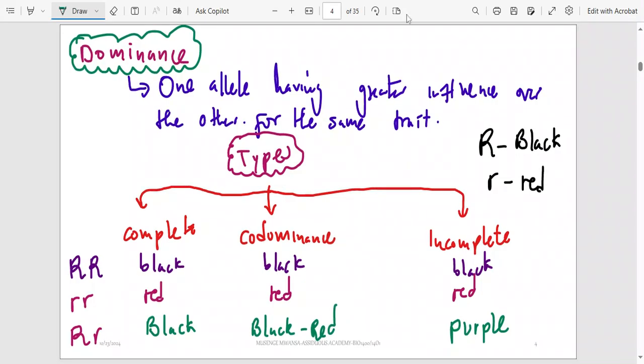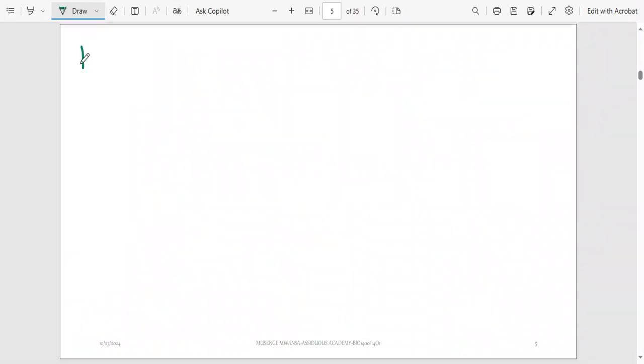Okay, so that is about dominance. So we have got dominant genes and recessive genes. Now, what is a recessive gene?